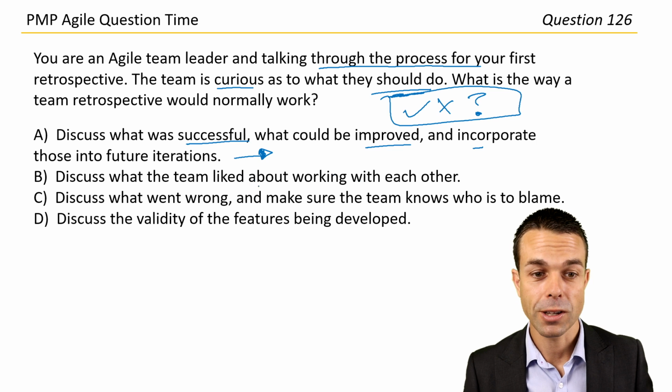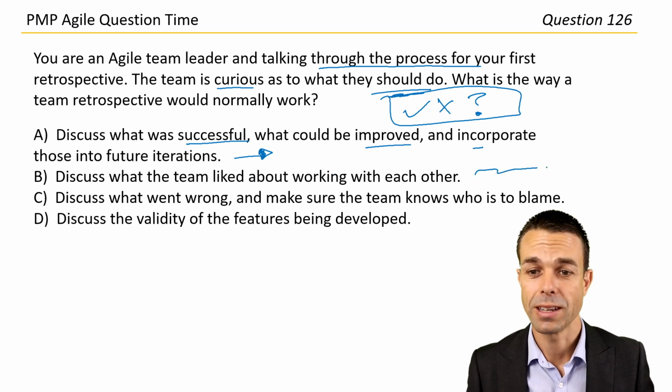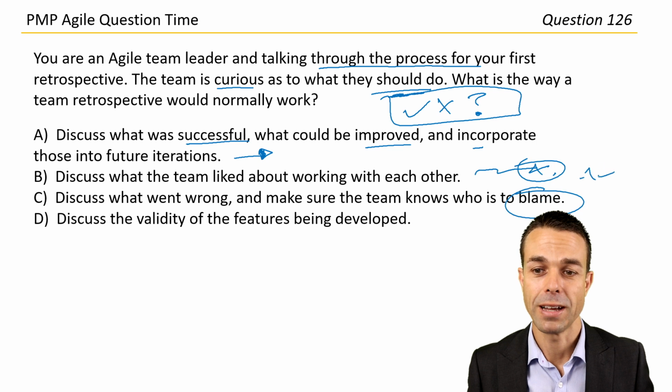What else have we got? Discuss what the team liked about working with each other. In a way, yes, but not really part of a retrospective. Discuss what went wrong and make sure the team knows who is to blame. Blame is not a part of Agile at all.